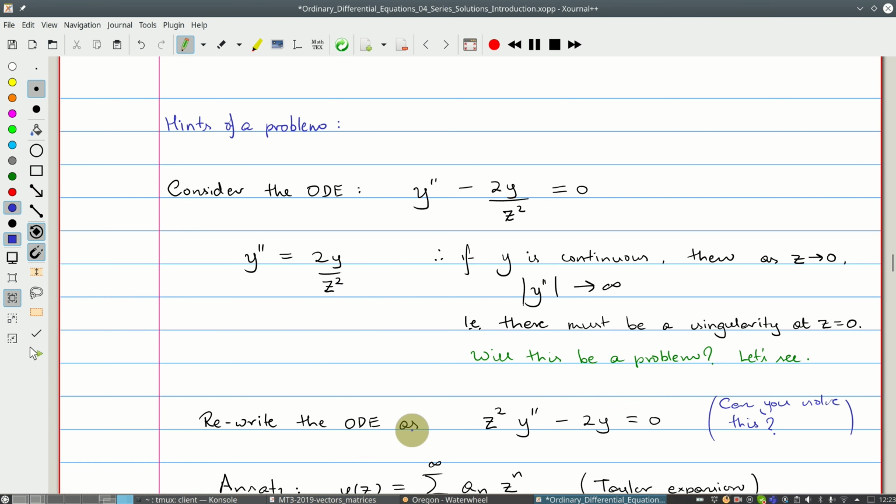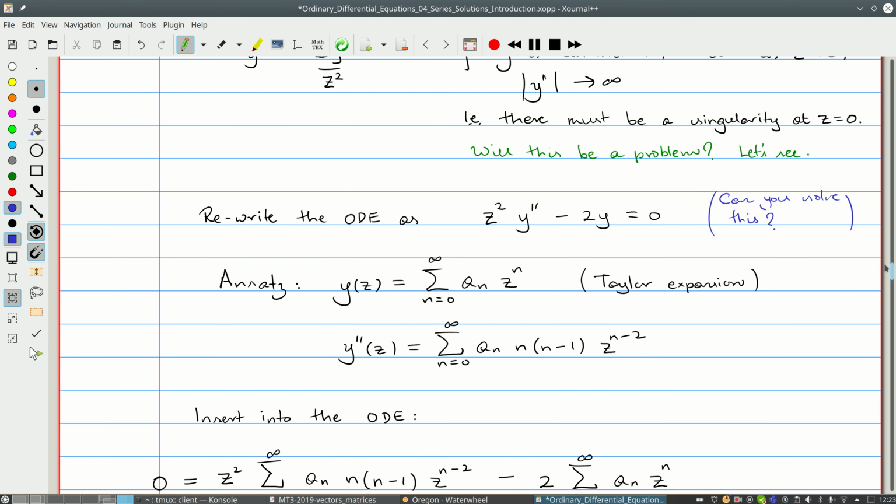So let's rewrite this differential equation as z squared times y double prime minus 2y is equal to 0. And I put a note here, can you solve this? And I hope you recognize that there is a way we have discussed previously. So how do we solve these kinds of equations? I'll give you a clue. It has to do with Euler. Right, so we make the ansatz again, a Taylor expansion.